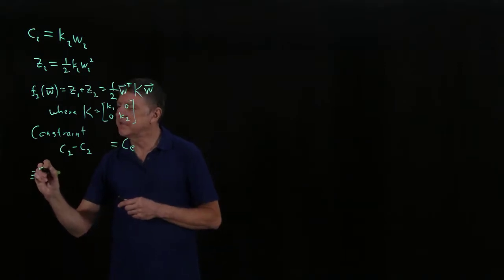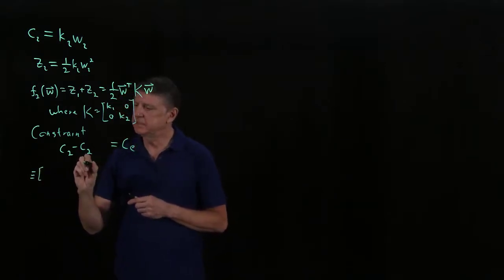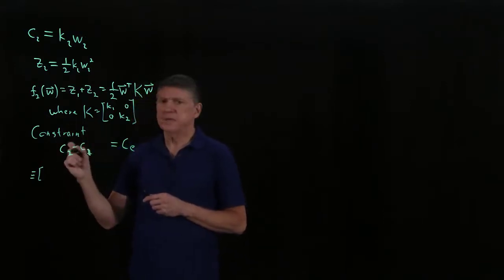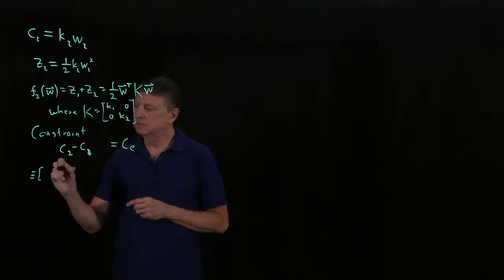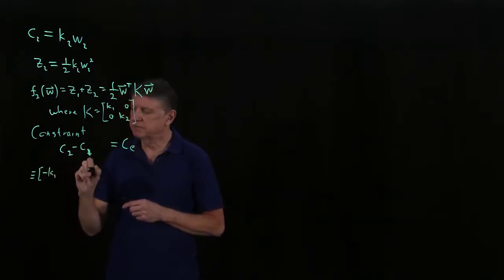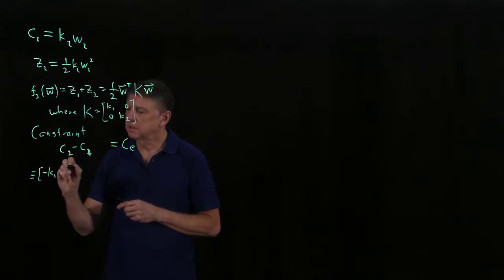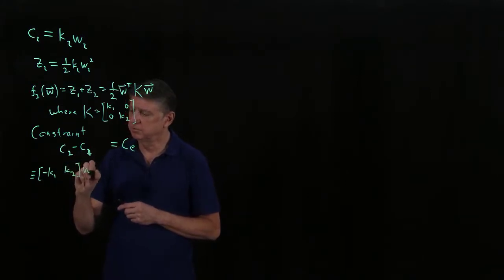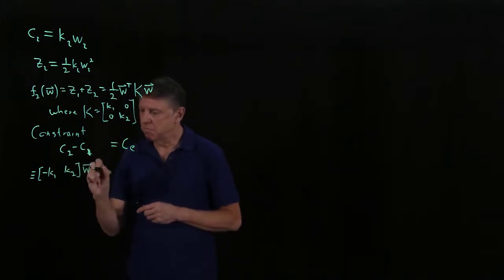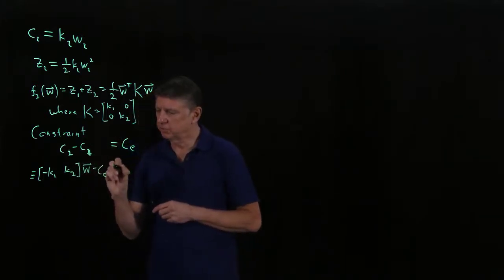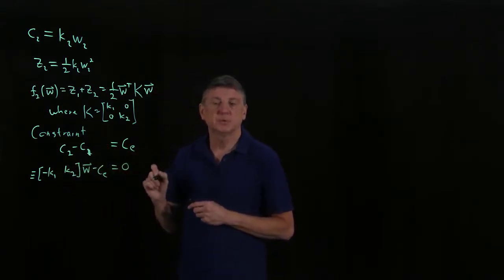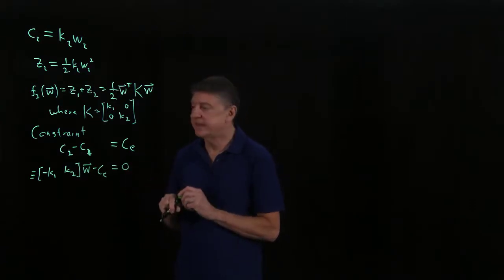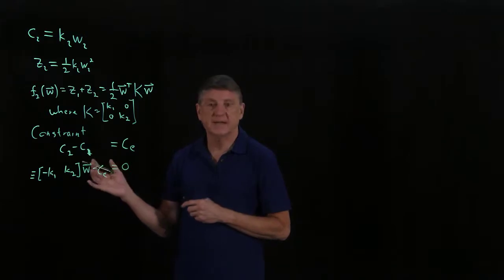Oh sorry, that's supposed to be a 1. So that would be equivalent to saying that minus K1 times W1 plus K2 times W2, and then minus that external force has to be 0. This is called, in physics or mechanics, a force balance equation. For the system to be at rest, all the forces have to add up to 0.